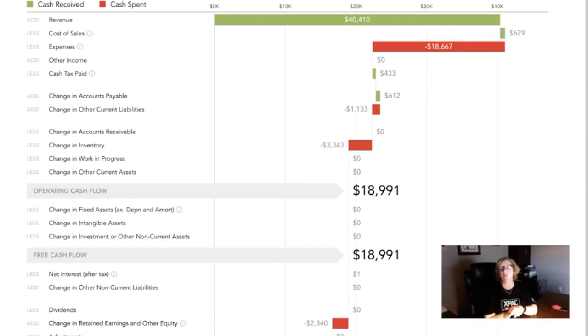But this is something you'll want to keep in touch with and watch over if you are concerned about cash flow. We have a lot of solutions we can help you with and a lot of strategies to make sure that cash flow is not an ongoing issue for your business.